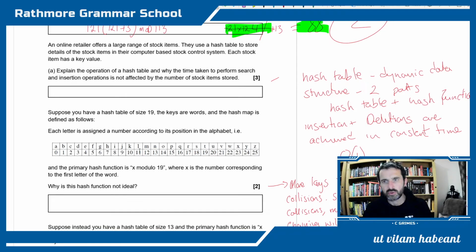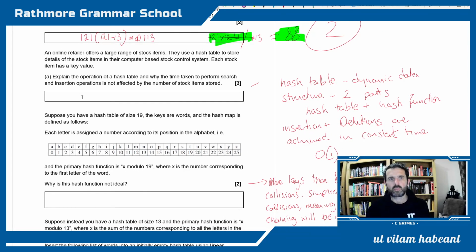Explain the operation of a hash table and why the time taken to perform the search is not affected. We're looking at this concept that it's constant time access for insertions and deletions if there are no collisions. So for the operation of a hash table, give an overview of a hash table, this idea that it's a dynamic data structure and that there are 2 parts, the hash table and the hashing function. So we've got a mark point for this discussion of it.